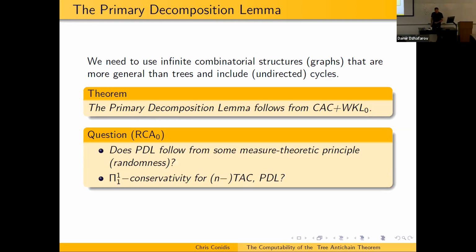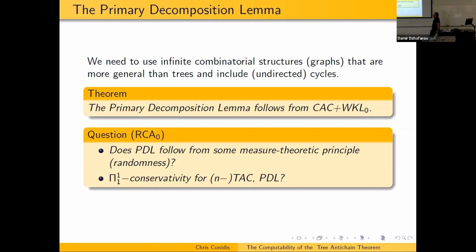All right, I'll just finish with a couple of questions. These are the things I'm thinking about right now. The second one I kind of touched on. Do we have Pi^1_1 conservativity for the tree anti-chain theorem or the primary decomposition lemma? I'm thinking about that a little bit.